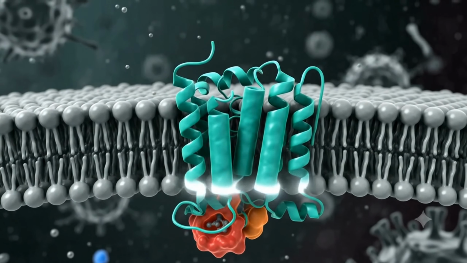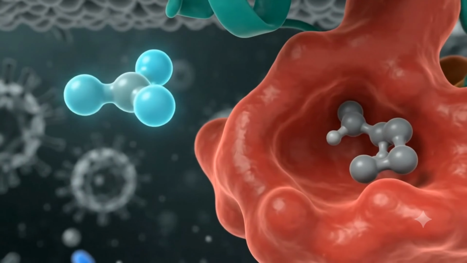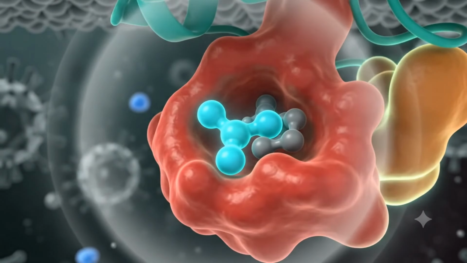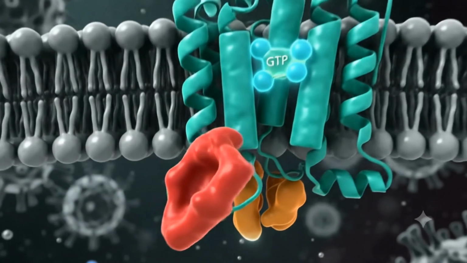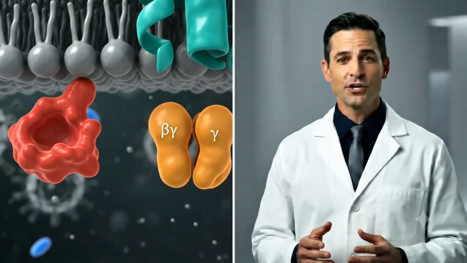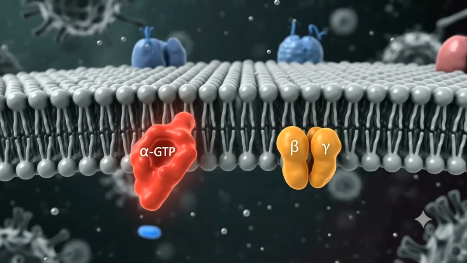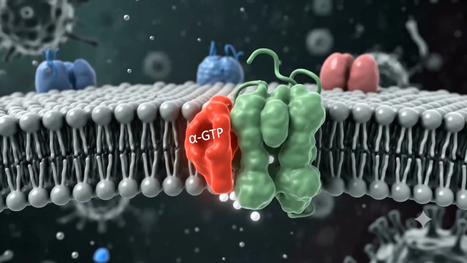The structural shift prompts the alpha subunit to release GDP and bind a molecule of GTP. GTP is taken up from the surrounding cytosol. Binding of GTP activates the G protein. To release GDP, the alpha subunit detaches from the receptor. It dissociates from the beta-gamma dimer. Now both active components can regulate downstream effectors.